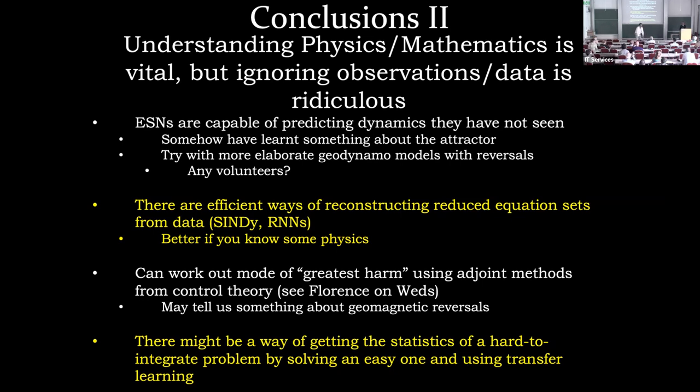Yes, Uli. Coming back to the question of predicting the next reversal of the geomagnetic field. What are the prospects if you look at data, for example, from Casey Constable that covers the last 100,000 years, with two or three, I don't know how many, excursions? Do you think there's a realistic chance to come to a robust prediction?